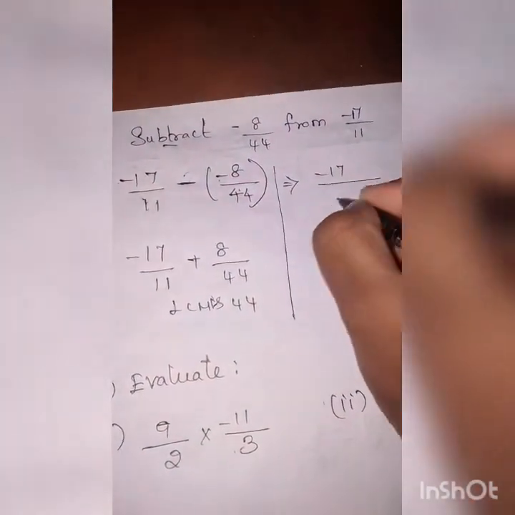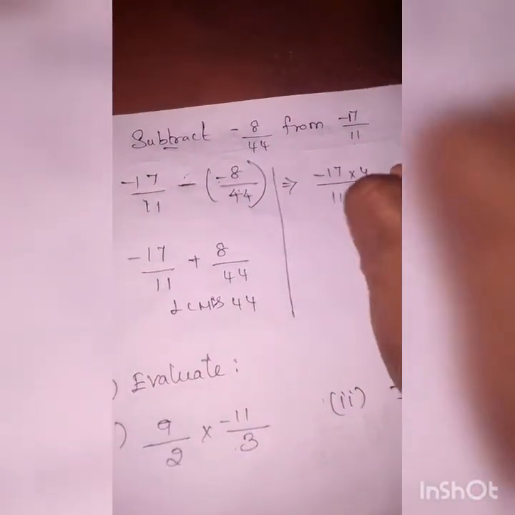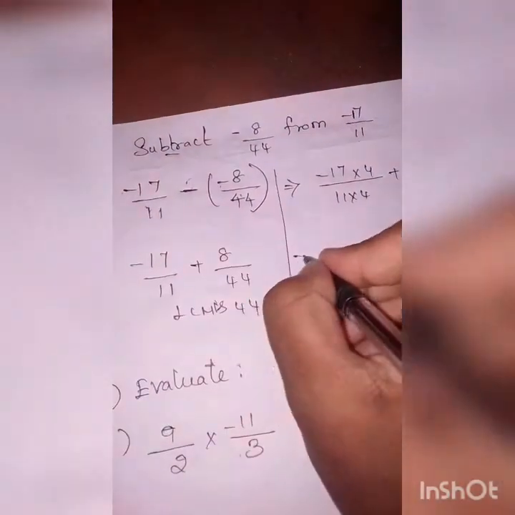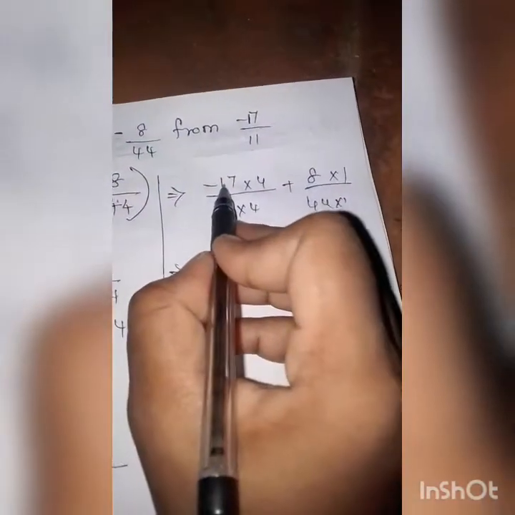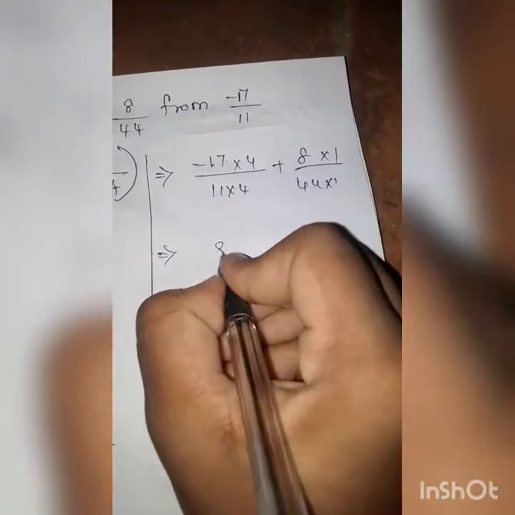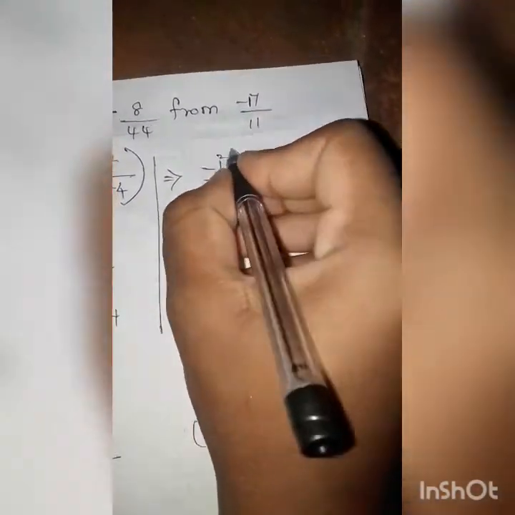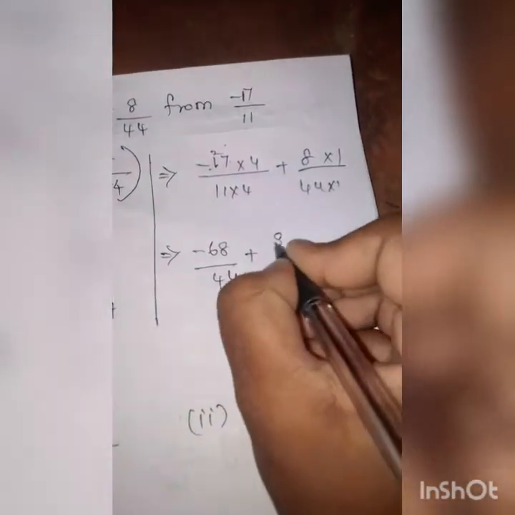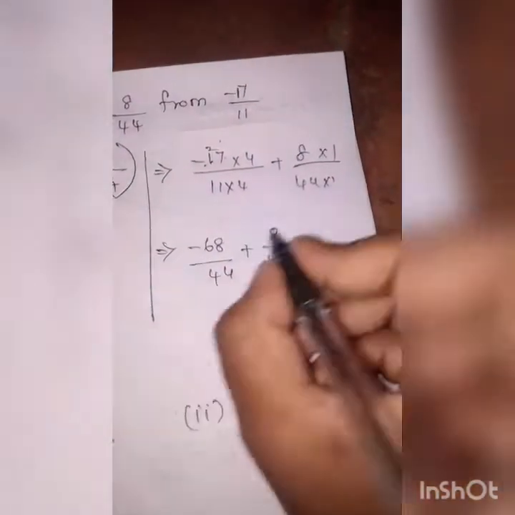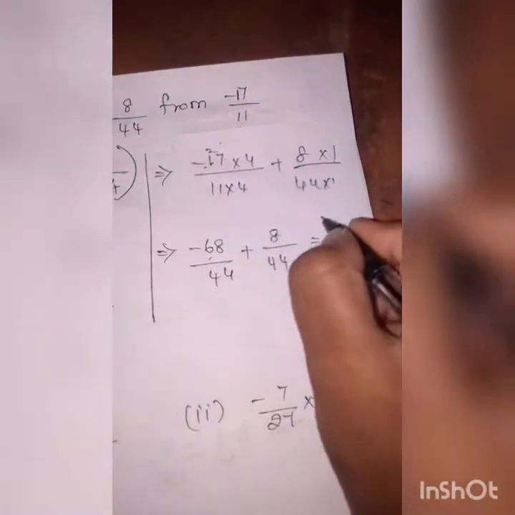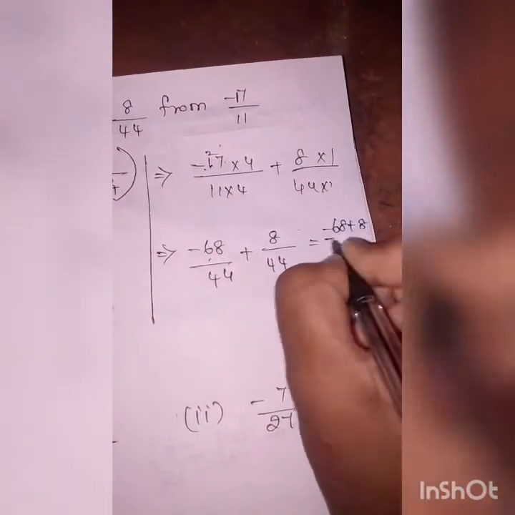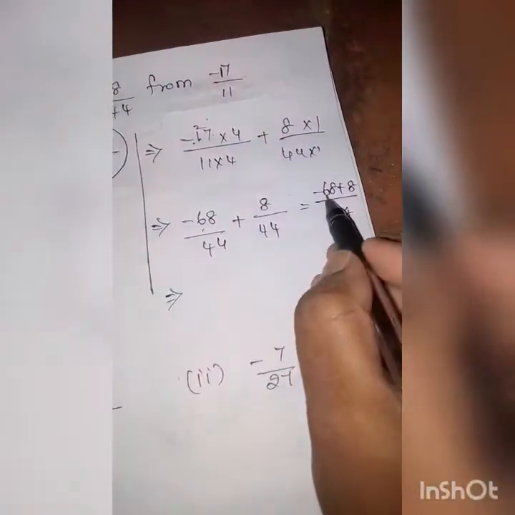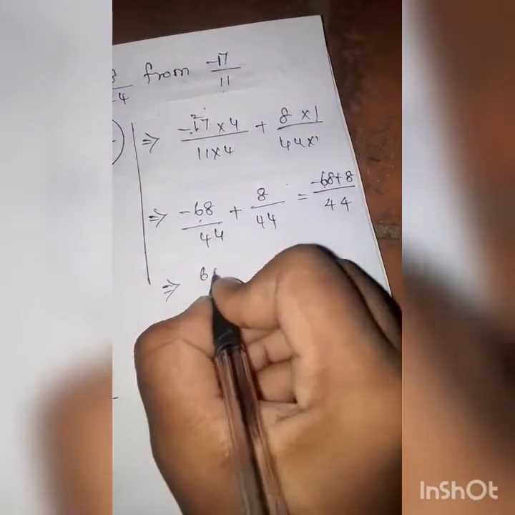Minus 17 divided by 11 fours are 44, and 8 by 44 into 1 time. 17 fours are 68. So minus 68 plus 8, take the LCM as common, whole divided by 44. Now just subtract it. Minus 68 plus 8 is minus 60.